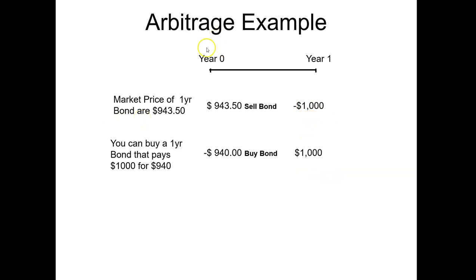Now let's take a look at today's value. So for today, the cash flow comes from two transactions. In the first transaction, you have positive cash flow at $943. In the second transaction, you have $940 as negative. So the net cash flow for today is $3.5. It is positive. And the net cash flow for 1 year ahead is 0 because the two transactions just canceled with each other.